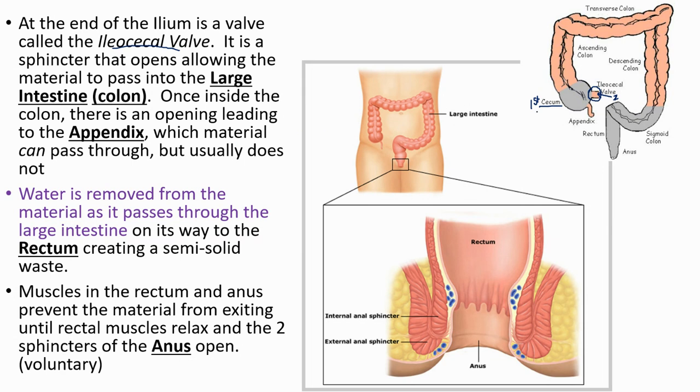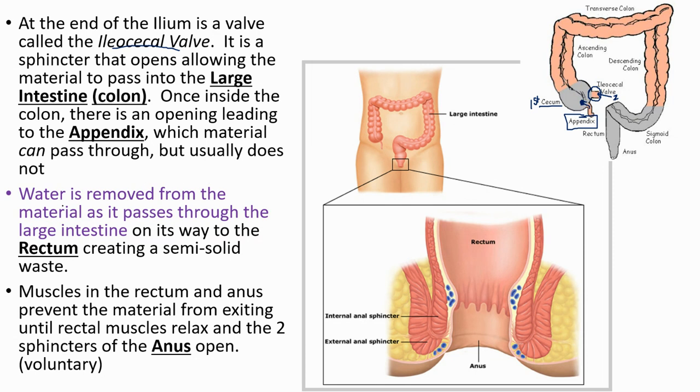There is an opening leading into the appendix. We're not going to talk about the appendix much. Food should not be going into the appendix. Stuff from the appendix should be going into the large intestine. So you shouldn't really get food going into the appendix. So we're not going to actually talk about that as far as the digestive system goes. We're going to mention it, that it's there, but food is not going to be entering into that.